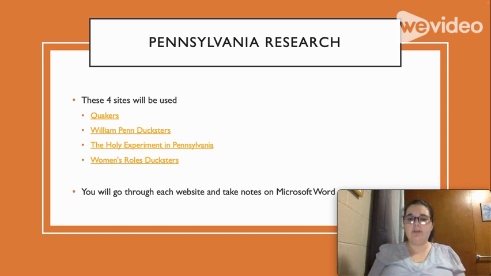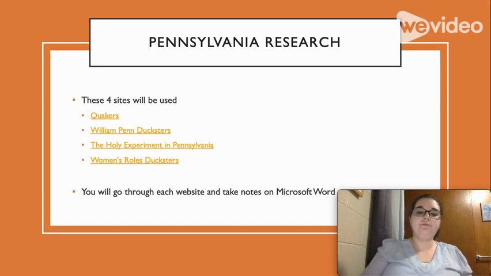So you're going to go through each website, and you're going to take notes on Microsoft Word about these 4 different websites. Make sure you just say which website it came from, like just say Quakers, say Penn, Holy Experiment, Women's Roles, something like that. Make it kind of obvious which website it came from.